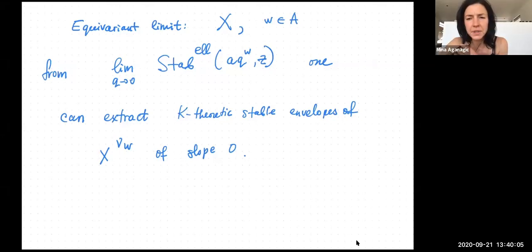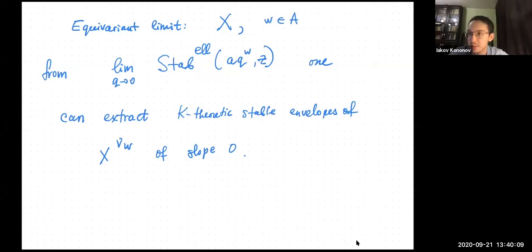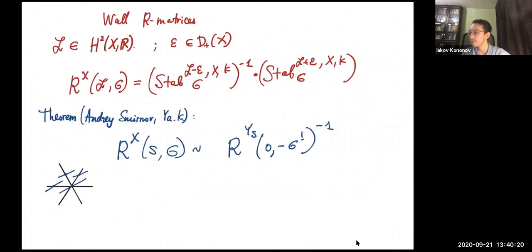Are you going to tell us what these subvarieties look like? I will tell you about the main example, about the case of Hilbert scheme.